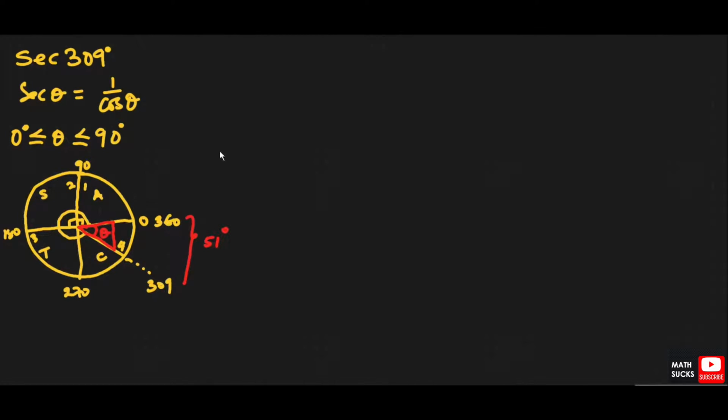So what does that mean? It simply means that sec of 309 degrees is the same as sec of 51 degrees. Here we are not minding about any sign, because it's already positive in that quadrant, and so this ends here. This is what we have. So we have expressed sec of a large angle as sec of an acute angle, since 51 falls within this category.